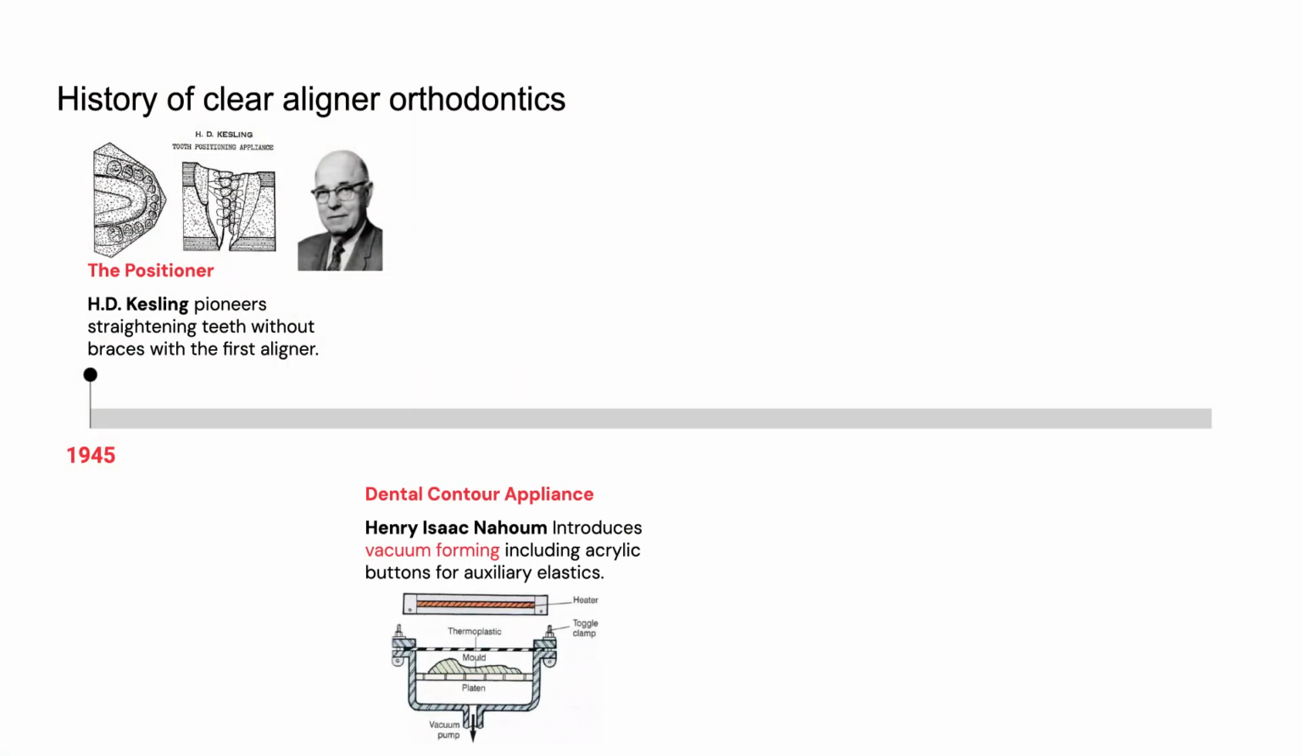It just wasn't pleasant. And then brackets came out after that, which we glued on the teeth, which were much better, but still not the ideal thing. And this guy came up with this idea, but again, didn't have the materials. Well, late 50s, early 60s, we finally had vacuum form type appliances, thermoplastics that we could use. And Nahoom was the one who really said, let's look at using this to help move teeth.